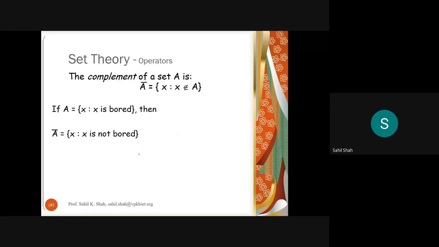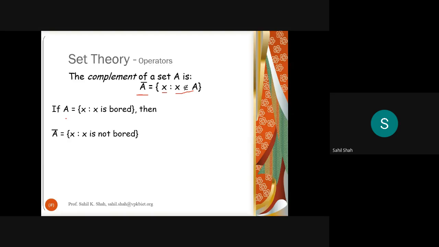This was one more operation which was missing. In earlier slides, the complement of a set A is denoted by A bar. What will be the complement? The complement will be the set of all elements which are not present in A. So that will be the complement. Just observe.